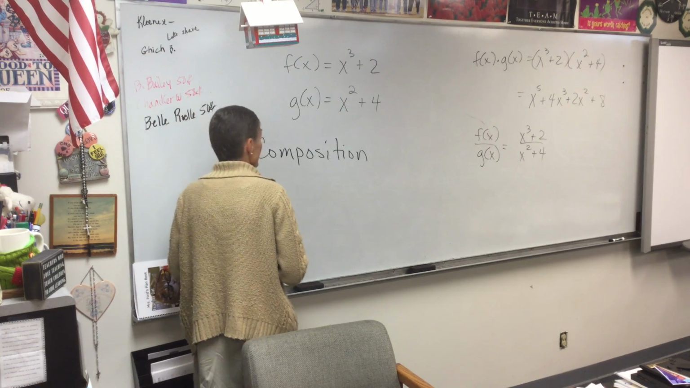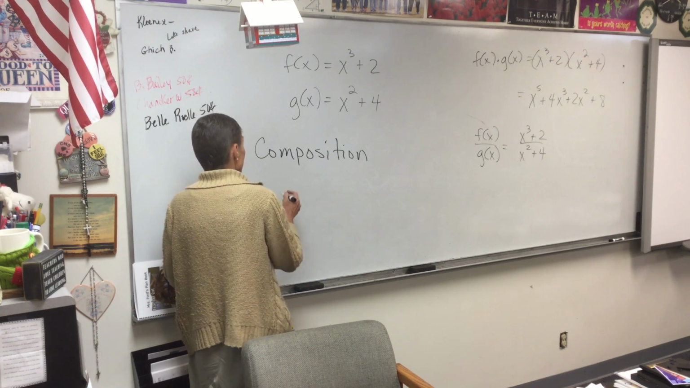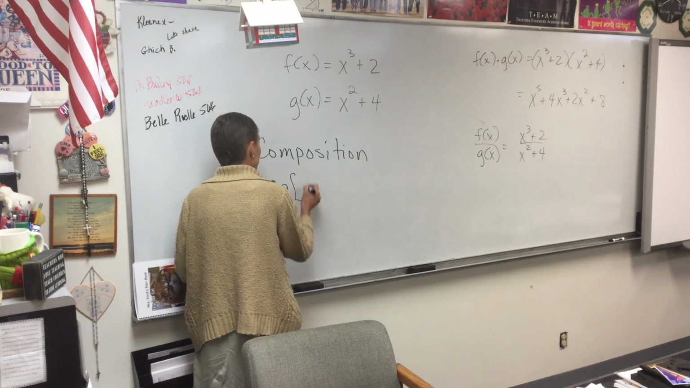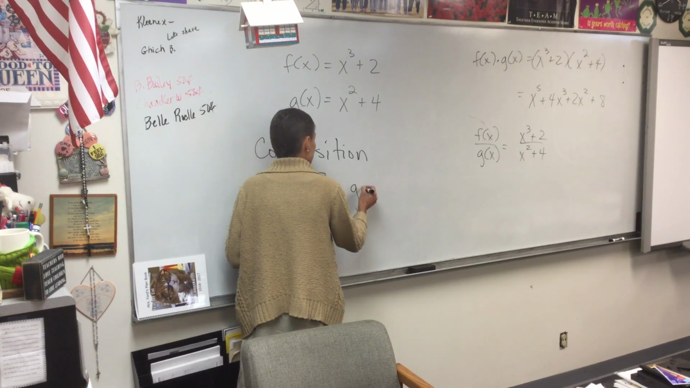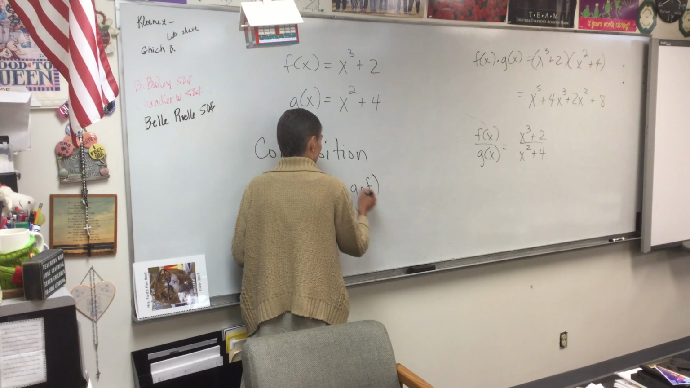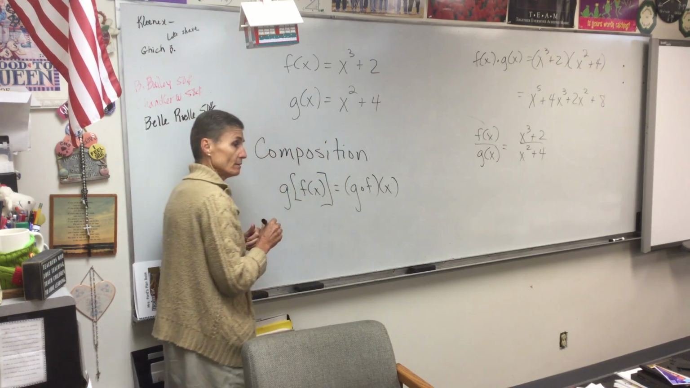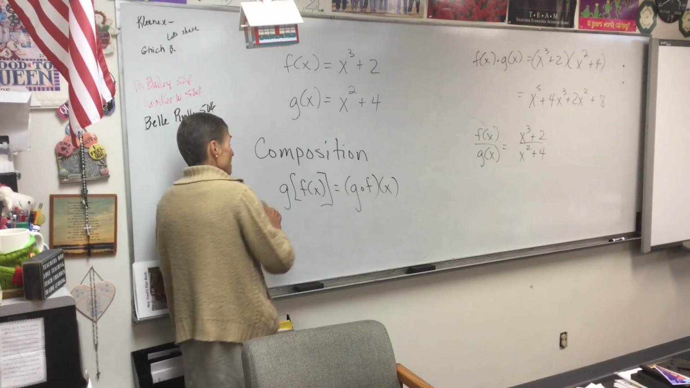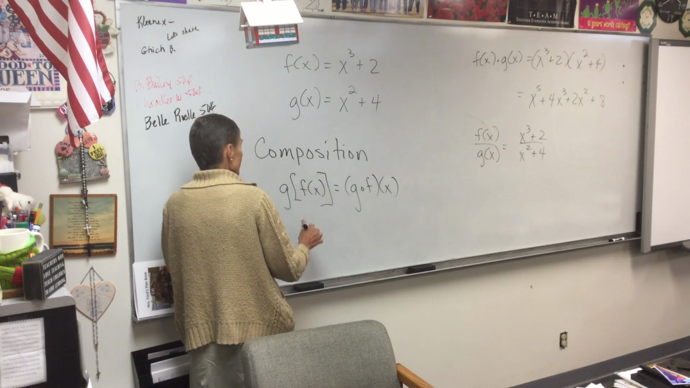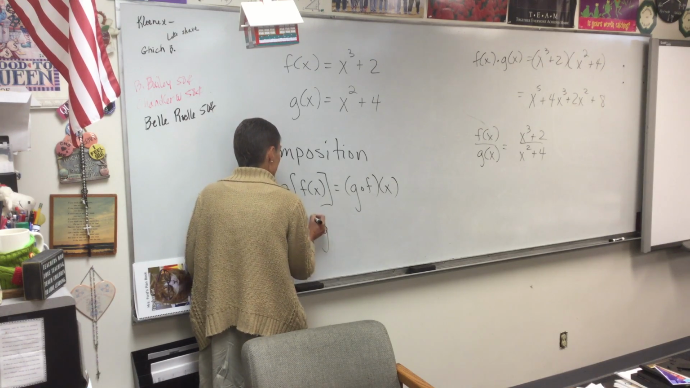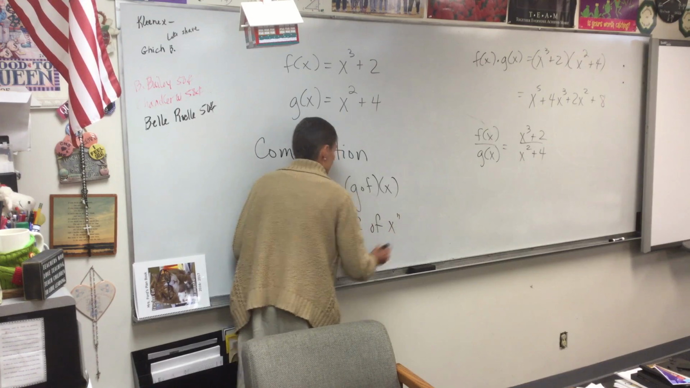The notation we use, and there are a couple of different ways you can do it. One way is this. Another way is this, with this little open circle. Have you seen that little tiny open circle before? Both of these notations are exactly the same. Both of them say g of f of x.